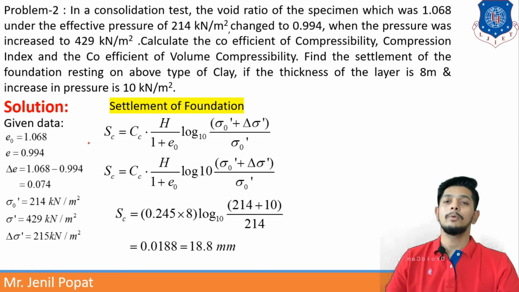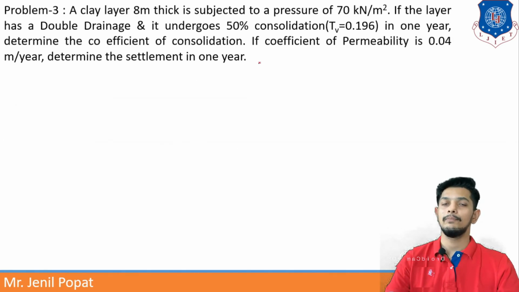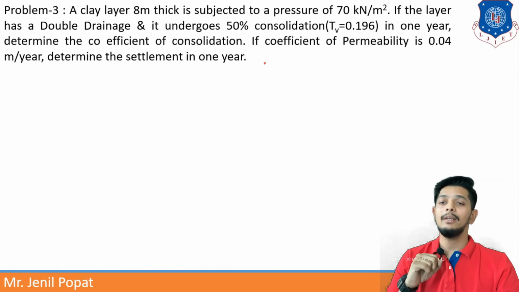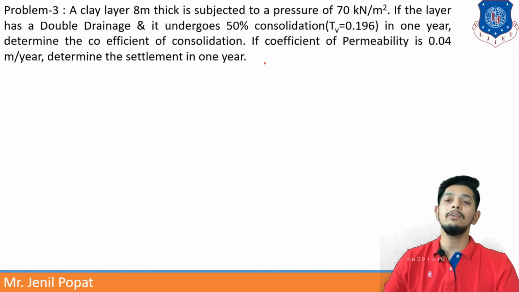Let us move to problem 3. Problem 3 states that a clay layer 8 meter thick is subjected to a pressure of 70 kN per meter square. If the layer has double drainage, do remember that it is having double drainage, so the depth to be kept is half, and it undergoes 50% consolidation. So the consolidation percentage is 50%, and Tv for that is 0.196 in 1 year.